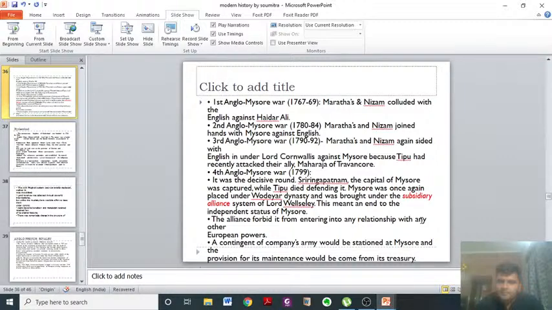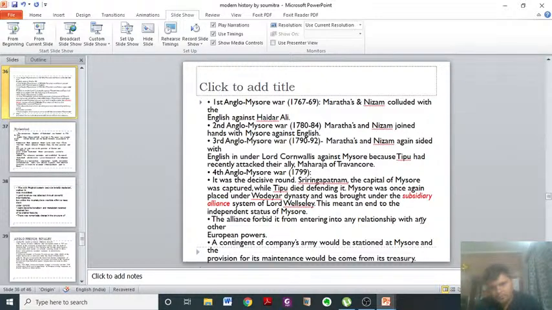Now, what is divide and rule? Again, first they colluded with the English against Hyder Ali. They were defeated. Now, Hyder Ali persuaded them to join hands and fight the British. Again, the Brits were defeated. Now, in the third, first the English concluded a treaty with the Marathas that they will not reciprocate attack for 20 years between them. And then with Nizam, it was Cornwallis who had this arrangement. Now, the English under Lord Cornwallis fought against Mysore because Tipu had recently attacked the Maharaja of Travancore.